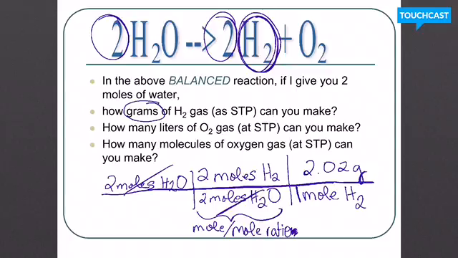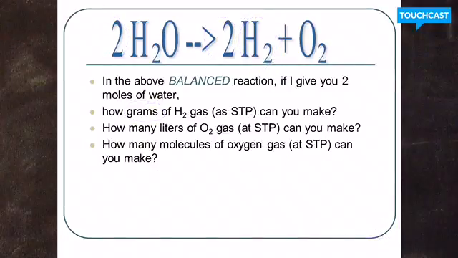All right, you can pretty much do this in your head, right? 2 times 2.02 is going to give you 4.04 grams of hydrogen gas at STP. So we're going to use the same strategy I just showed you on this next problem. How many liters of O2 gas at STP can you make?